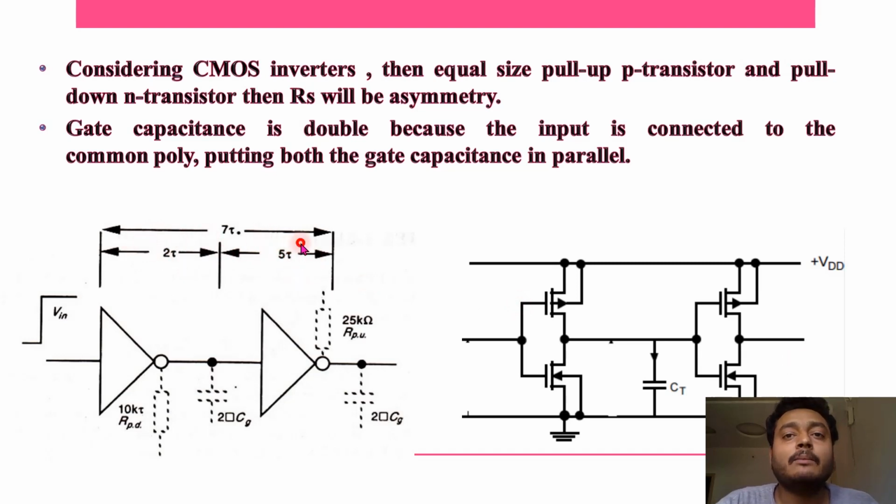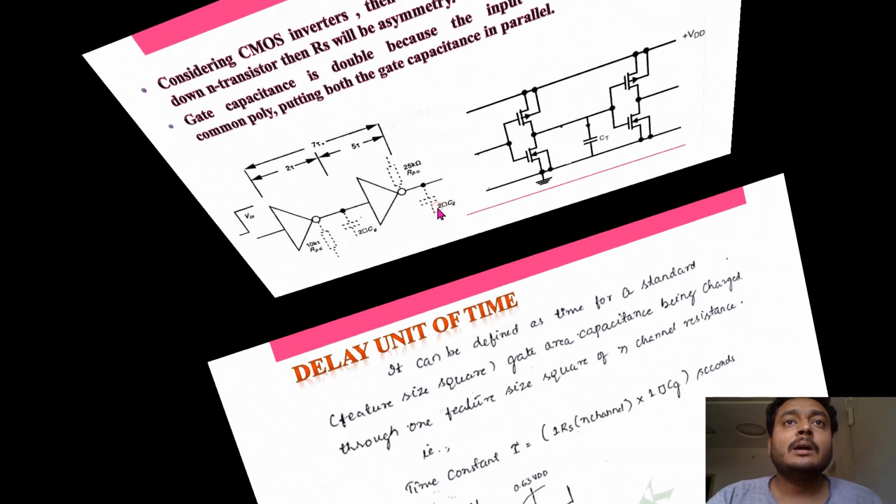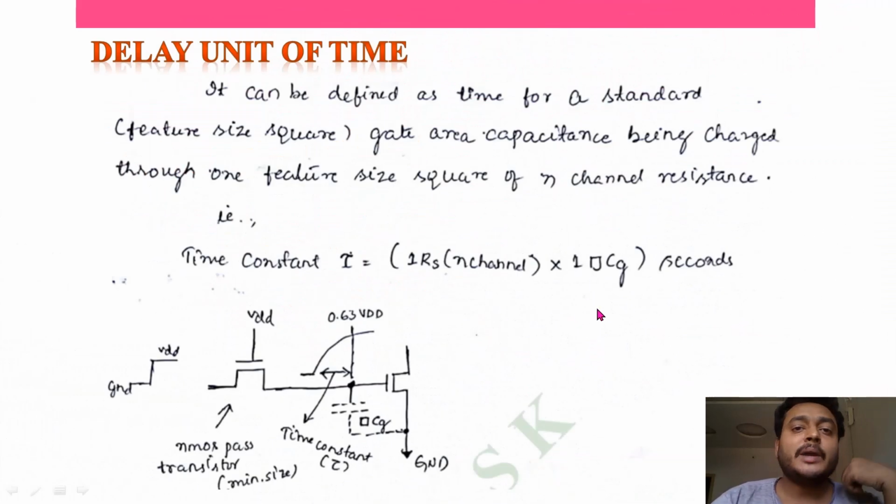So total again it will come to 7 tau. So for inverter delays, that is two cascaded CMOS inverters, the delay will be independent of the input transitions. You are going to get your 7 tau delay. Okay, right. So this will be your inverter delays.